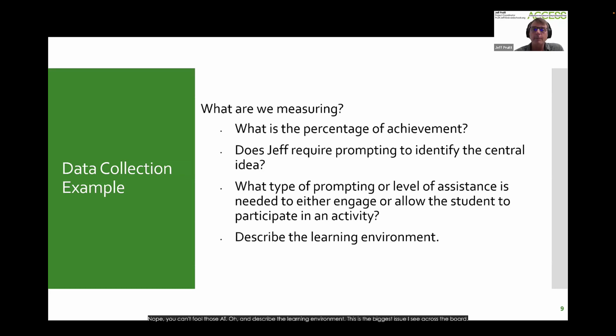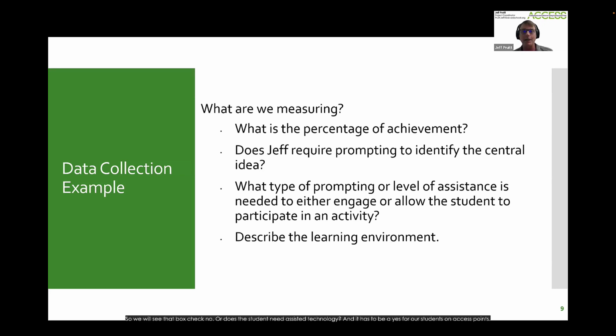Oh, and describe the learning environment. This is the biggest issue I see across the board. When we do auditing for IEPs, I often say that, and we do desktop monitoring. So assistive technology is one of the hot topics. AIM is another one. AT is added in as one of those questions for the inclusionary and exclusionary that we're going to be coming up to.